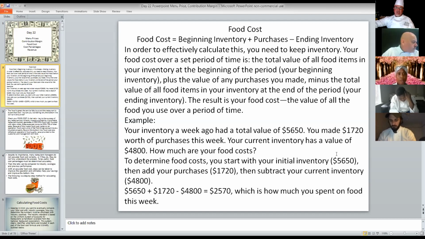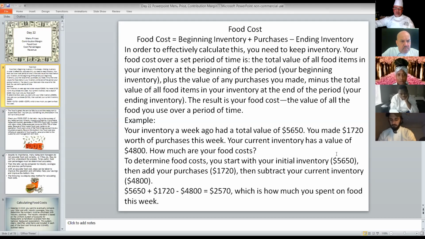For example, your inventory a week ago had a total value of $5,650. You made $1,720 worth of purchases this week. Your current inventory has a value of $4,800. How much are your food costs? Right? Beginning inventory plus purchase minus ending inventory.